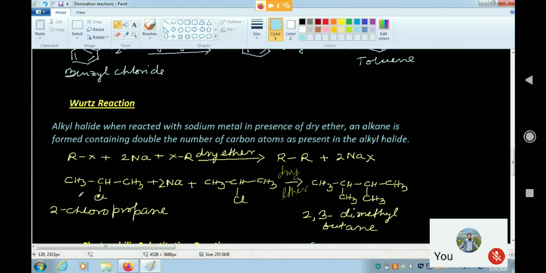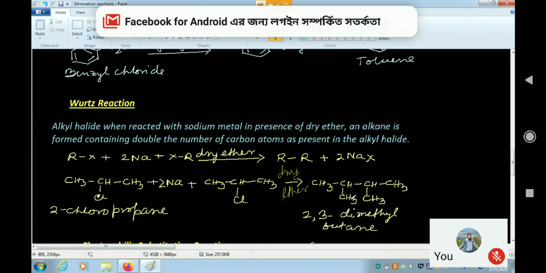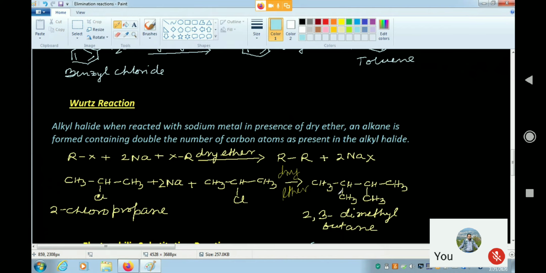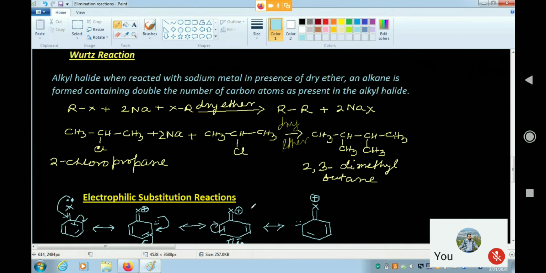As an example, 2-chloropropane when treated with metallic sodium gives rise to 2,3-dimethyl butane. We can follow that this 2,3-dimethyl butane is prepared when 2-chloropropane is treated with sodium in presence of dry ether. The dry condition here also should be maintained because sodium readily reacts with water to form hydrogen that catches fire.